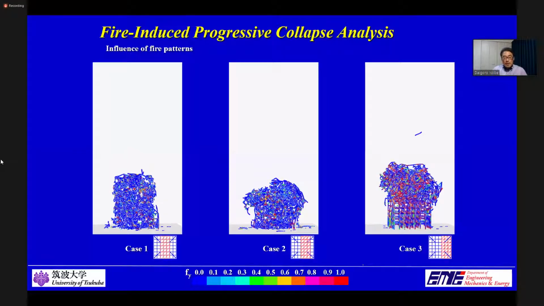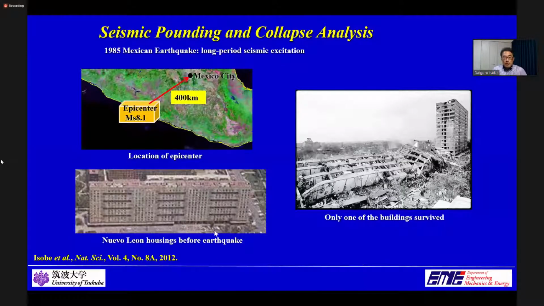Next, the numerical code is applied to a seismic pounding analysis of the Nuevo León buildings. A 14-story apartment consisted of 3 similar buildings connected with narrow expansion joints, in which 2 out of the 3 collapsed completely during the 1985 Mexican earthquake. The building was in Mexico City, which was about 400 kilometers away from the epicenter. Now, this event is known to be the first big disaster humankind has ever experienced caused by a long period ground motion.